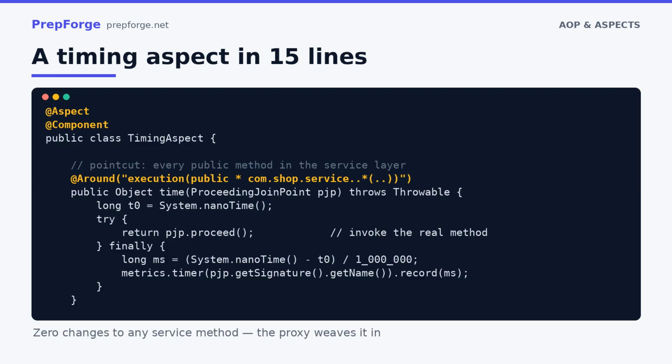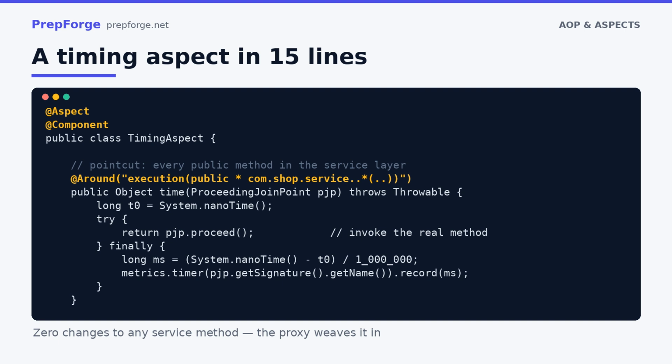Here's a complete timing aspect. That around advice targets every public method in the service layer via the execution pointcut. It records the start time, calls proceed, which invokes the real method, and records the elapsed milliseconds in the finally block. Zero changes to any service class.